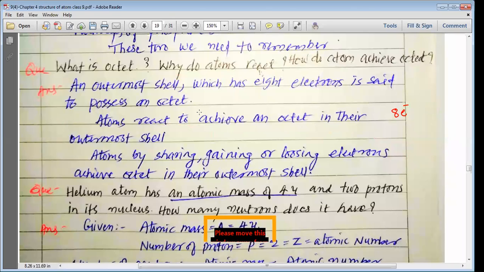So that is why each and every element tries to become like the element of inert gases, or they want to achieve the octet, and to achieve the octet they react with each other. Next question. How do atoms achieve octet?